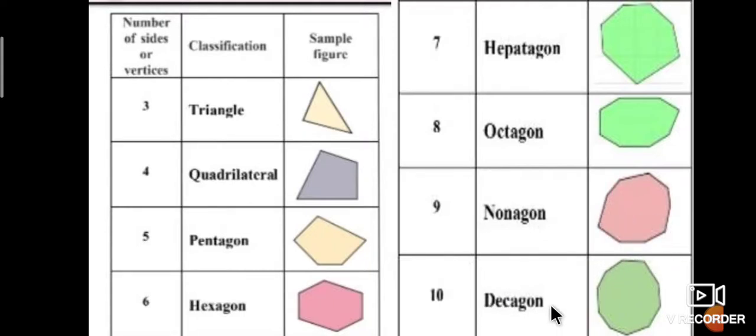Similarly, decagon. Deca means 10. A geometrical figure which has 10 sides is called a decagon. It is a simple figure which has 10 sides.